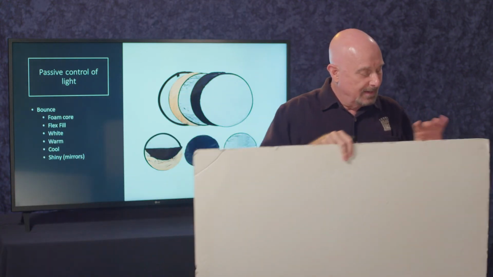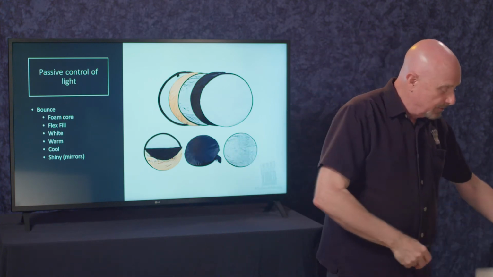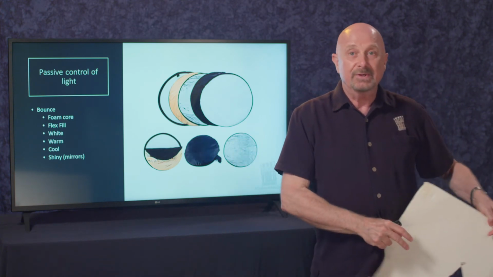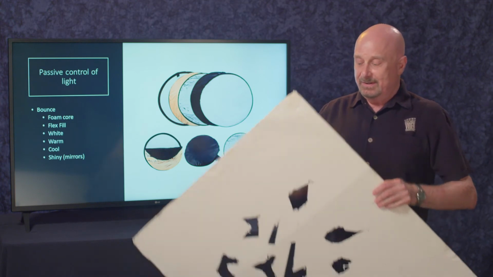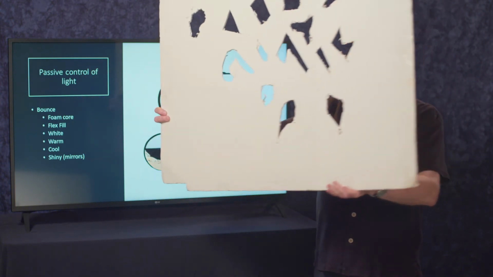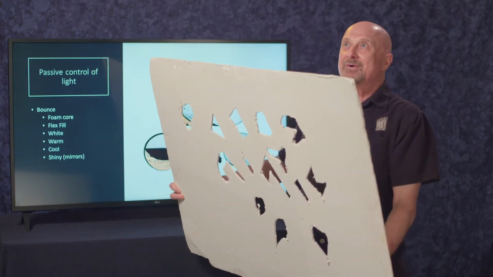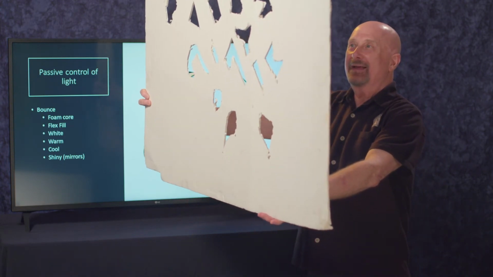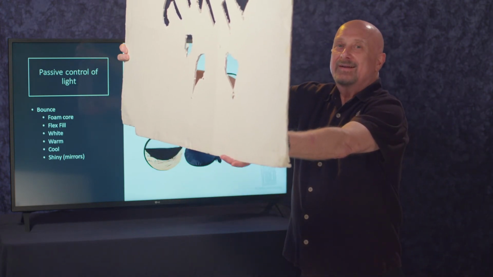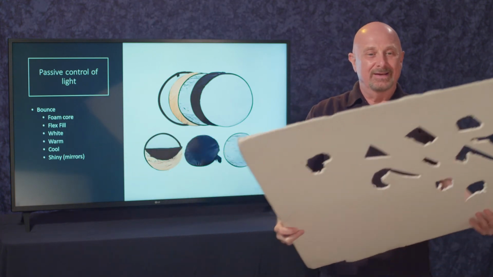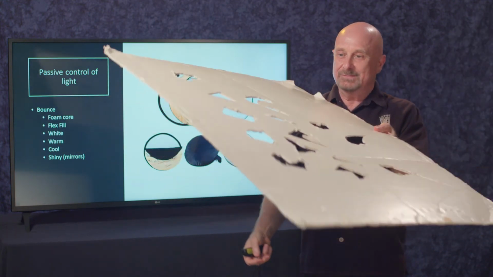And another cool thing you can do with foam core is if you need a cheap gobo, a cheap cookie, there it is. You can hit the microphone with it, or you can hold it up and get a pattern. And it's a cheap way to get a gobo for $2 or $3.